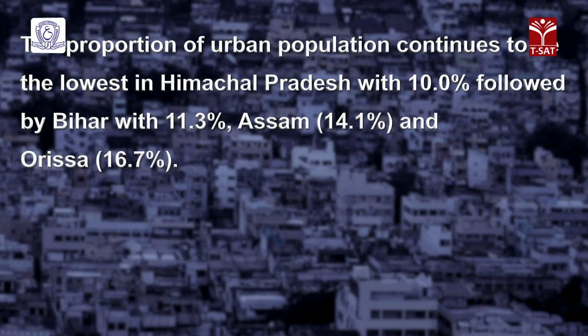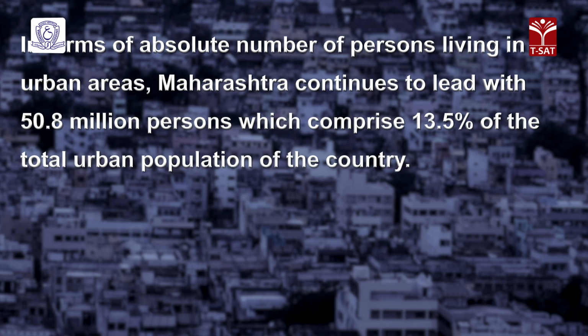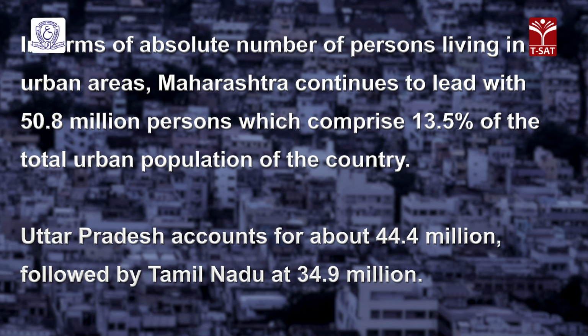The proportion of urban population continues to be the lowest in Himachal Pradesh with just 10%, followed by Bihar with 11.3%, Assam 14.1% and Orissa with 16.7%. In terms of absolute number of persons living in urban areas, Maharashtra continues to lead with 50.8 million persons, which comprises about 13.5% of the total urban population of the country. Uttar Pradesh accounts for about 44.4 million, followed by Tamil Nadu at 34.9 million.